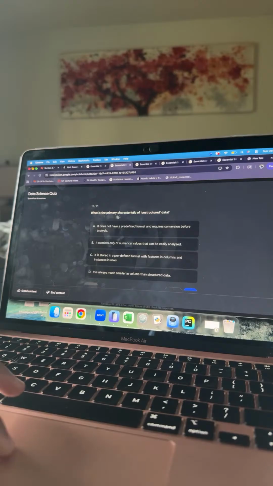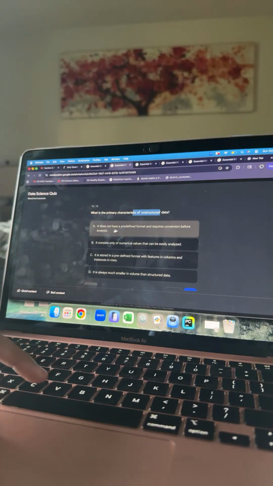What is the primary characteristic of unstructured data? I think from what we went over in class is that unstructured means when it's not in a table format. So it does not have a predefined format or requires conversion before analysis.